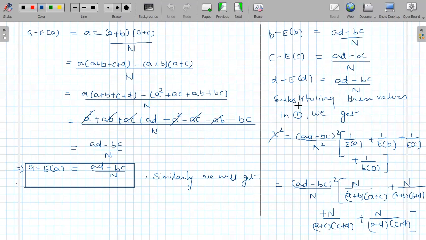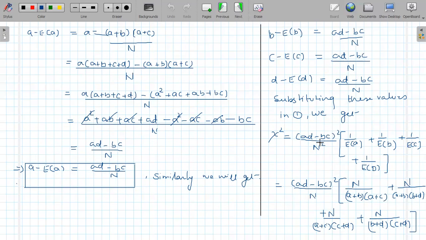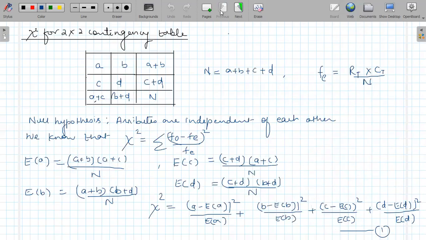Okay. Now we substitute these values in 1, that is the formula of chi-square. Because AD minus BC is common in each and every term, and each term is getting whole square, their whole square is common, and denominator is also getting squared, so N square is also common. What is left inside is EA, EB, EC and ED.